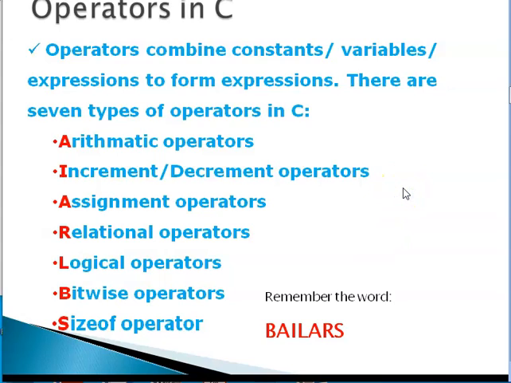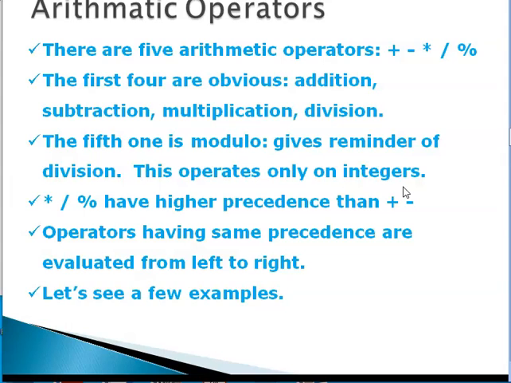With that, we'll see a few examples of arithmetic operators and wind up this video. There are 5 arithmetic operators. This is for addition, this is for subtraction, this asterisk is for multiplication, this is for division, and this is for finding the remainder. It is called modulo. This percentage symbol is the modulo operator. This modulo operator gives the remainder of division, but it works only with integers. Don't try to use it with floating point numbers.